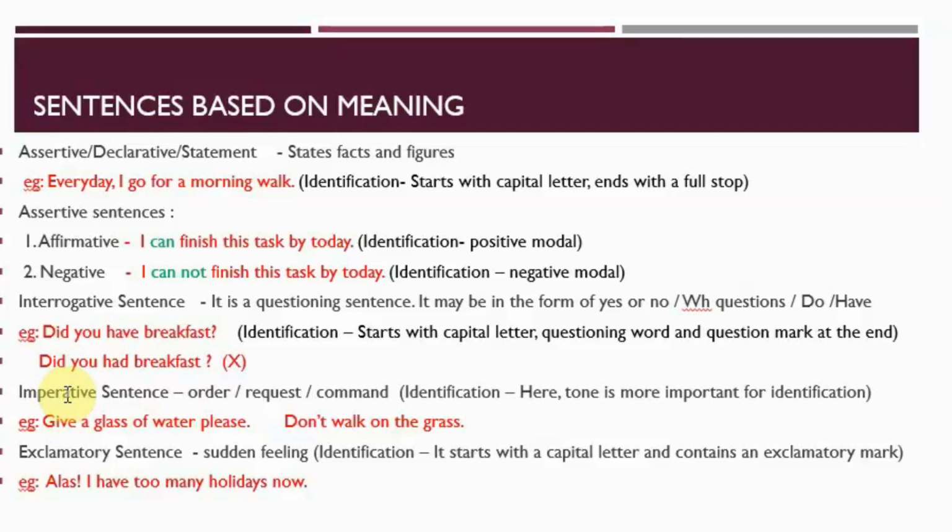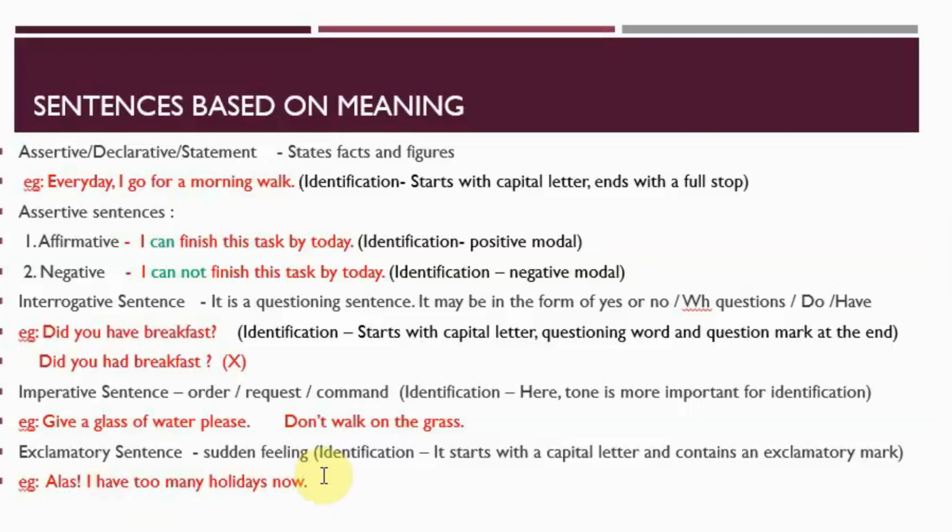Okay? So let's move to the last type of sentence, exclamatory sentence. It is a sentence which denotes emotions, sudden feeling, and it is not a planned sentence. You don't think much to say this. It just comes out of your mouth. How to identify this? Here you can see one exclamatory mark. It may be in the beginning of the sentence or at the end of the sentence.